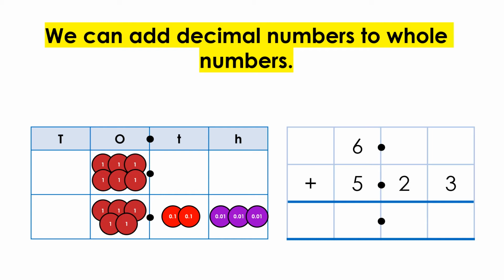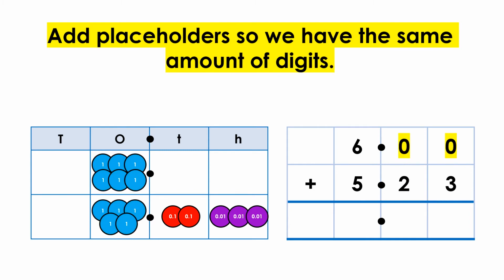On this first example here, you have a whole number and you have a decimal number. What we would need to do is add our placeholders in for the whole number, which would go here and here, and then we can start adding the numbers together. So when we put our placeholders in, it should end up looking like this. So now we have 6.00 plus 5.23. And what we've done there is we've just turned our whole number into a decimal number by adding placeholders, but the value is still the same. 6.00 is the same as 6.